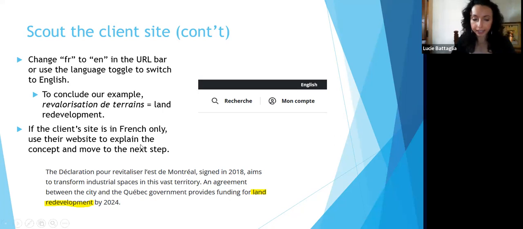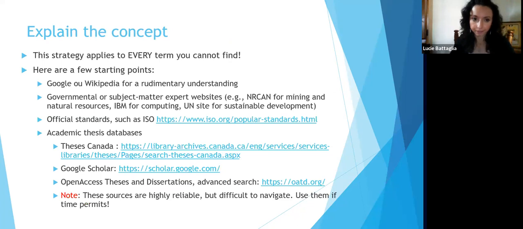But if your client's site is in French only, you can use their website to gain an explanation of the concept, figure out more what it means, and move to the next step. The E in SEARCH stands for explain the concept. This strategy applies to every term you cannot find. And the first step, of course, is to know what you're talking about and to have a visual mental image of it. A few starting points are Google and Wikipedia.